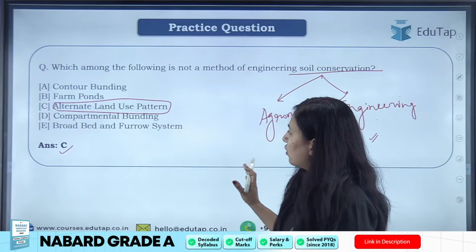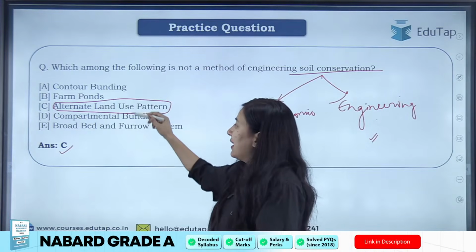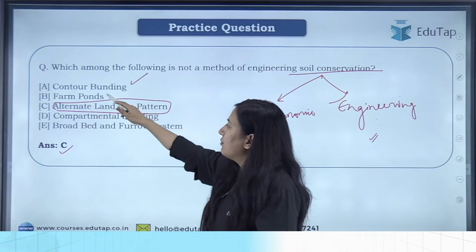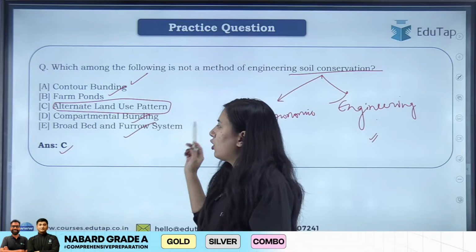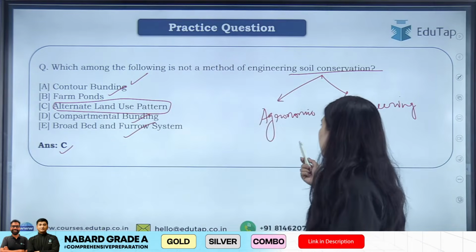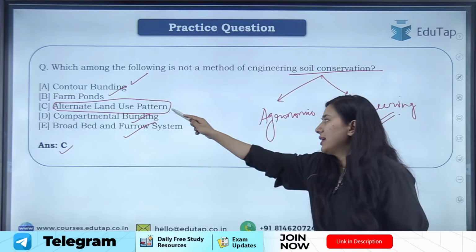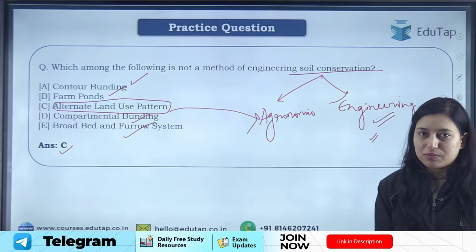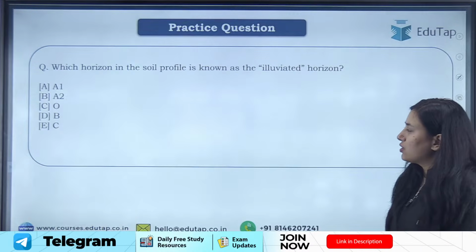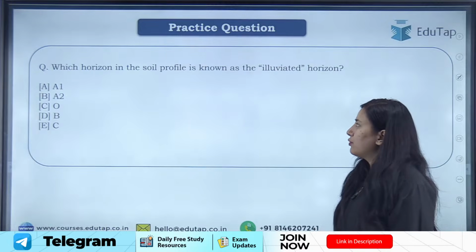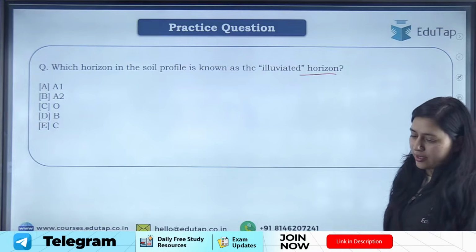Alternate land use is not a kind of engineering measure. Like your contour bunding, farm pond, compartmental bunding, broad bed and furrow system, they are your type of engineering measures. ठीक है. Alternate land use planning आ जाएगा आपका agronomic measures में. Clear? चलो. Next question, which horizon in the soil profile is known as illuviated horizon?